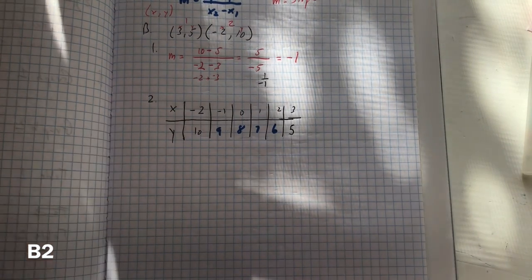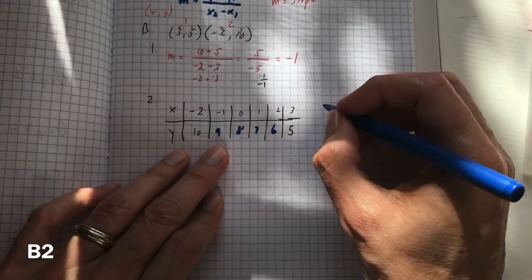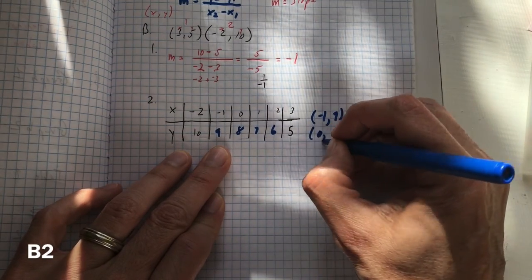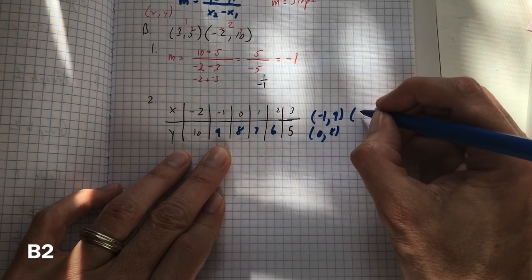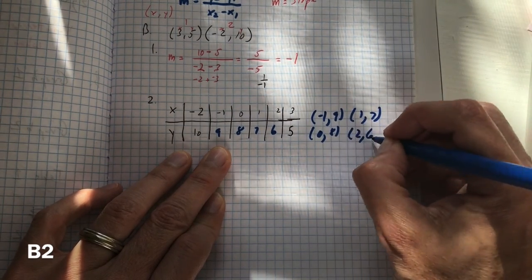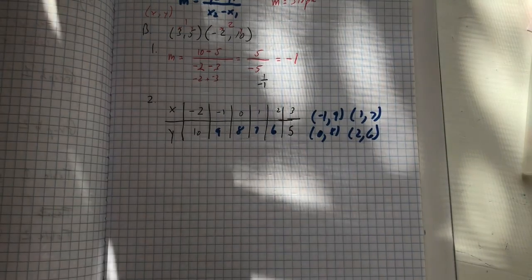Okay? So 2 other points we could place would be something like -1 and 9, or 0 and 8, or we could have 1 and 7, and 2 and 6. Those are all the points we could have had in that case.